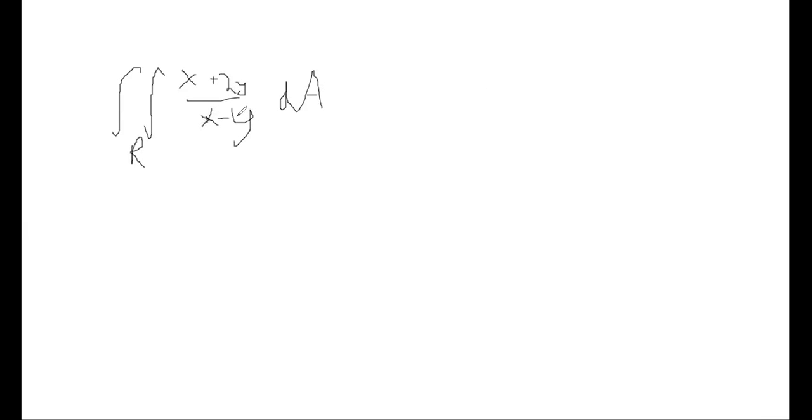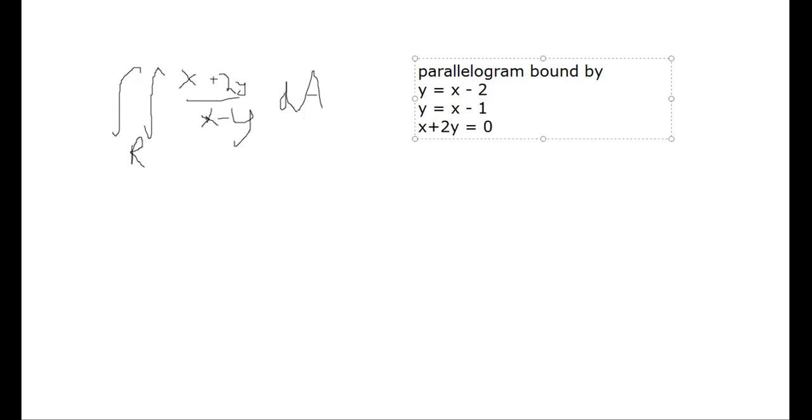So this is what we're working with. Here we're going to say this is evaluated over the parallelogram bounded by y = x − 2, y = x − 1, x + 2y = 0, and x + 2y = 2. So this is what our A is.